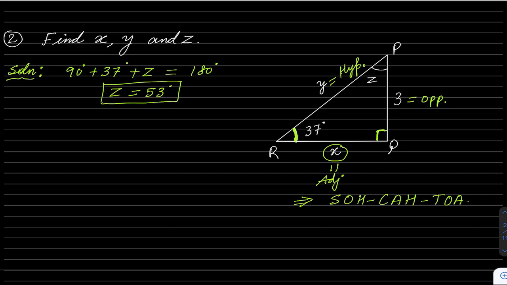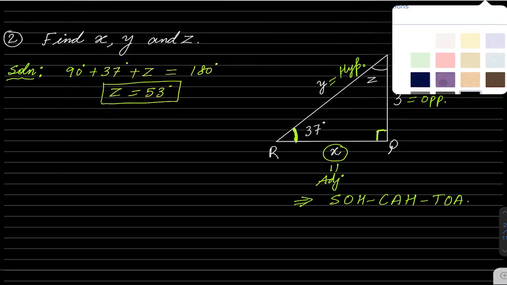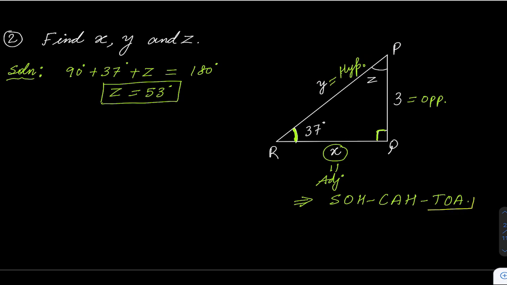Now, I have opposite, and I need adjacent. So which trigonometric ratio has opposite and adjacent? First try to look into that. As I can see here, tangent has opposite and adjacent. So I will concentrate on tangent, or tan. I can write tan of 37 degrees, that is tan theta, is equal to opposite, that is 3, divided by adjacent, that is x.